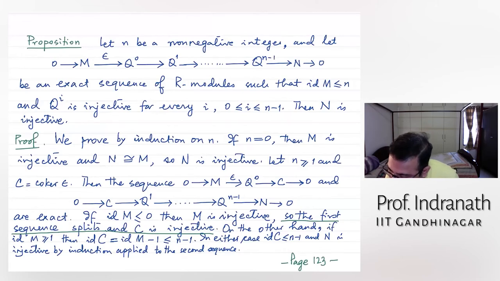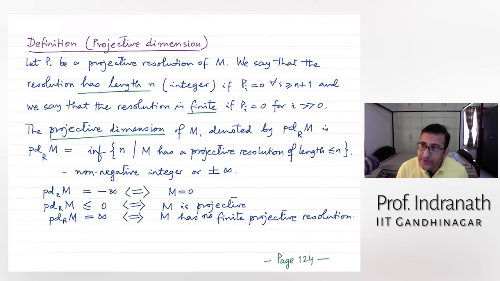Then, in a similar fashion, we could define a projective dimension. It's not difficult to understand. Instead of an injective resolution, you take a projective resolution, and basically you take projective resolutions of length less than or equal to n, and then take the infimum of these n's. Again, you have the cases minus infinity, infinity, less than or equal to zero.